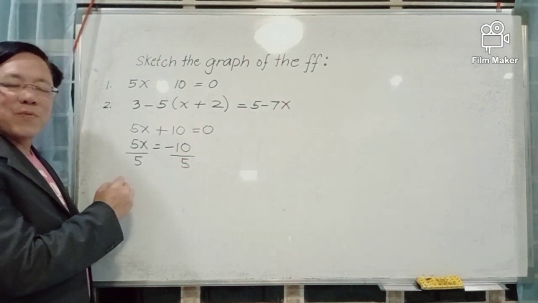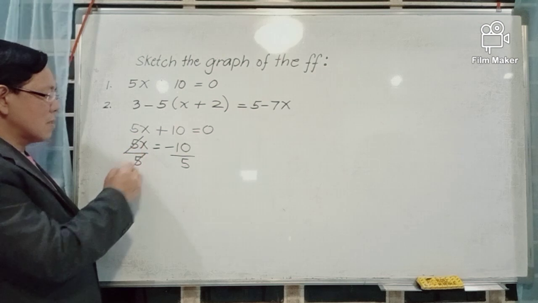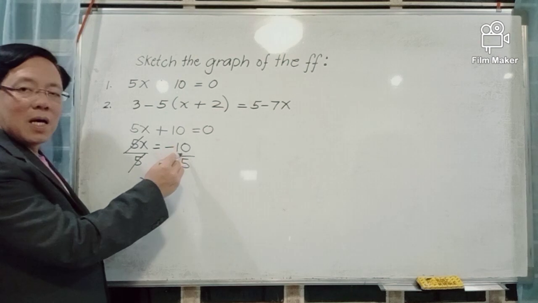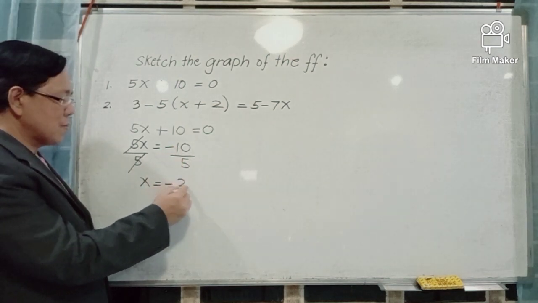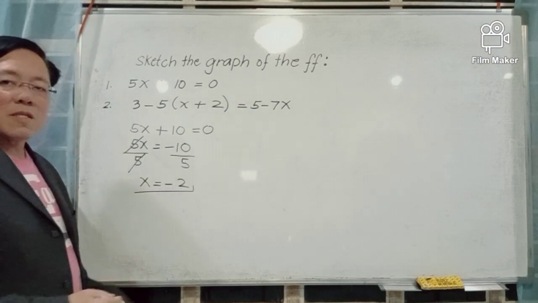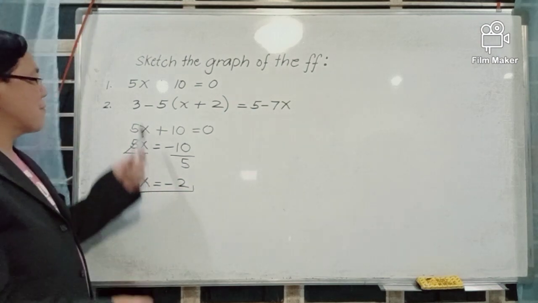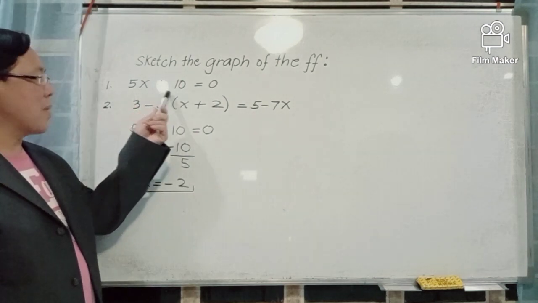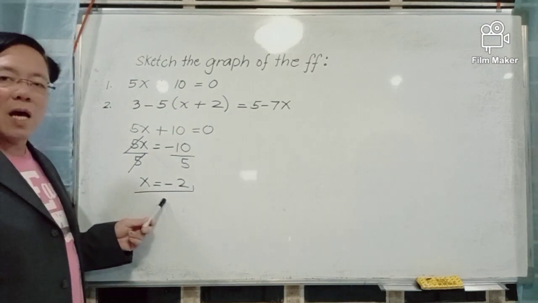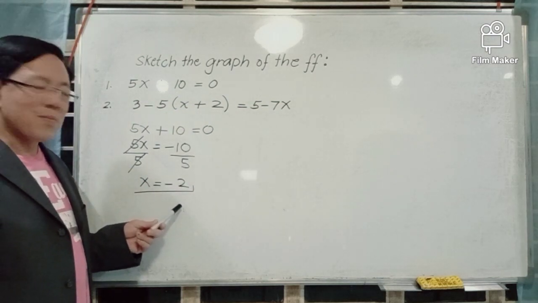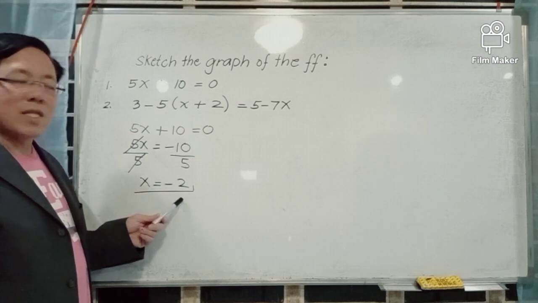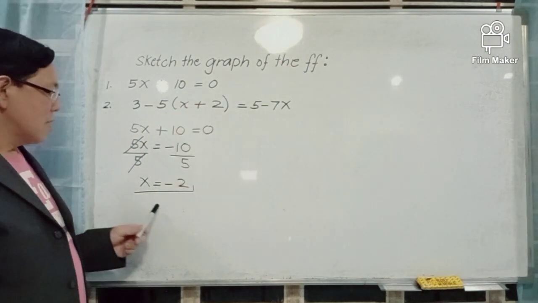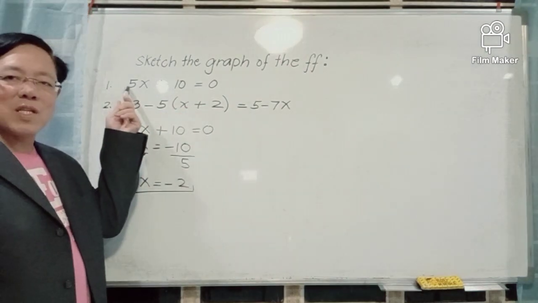And 5 will cancel out from the left side of the equation. And we get x equals negative, and 10 divided by 5 is 2. X equals negative 2 is the solution of this linear equation in variable x, 5x plus 10 equals 0. Its solution is x equals negative 2, which means that if you substitute negative 2 for x in this equation, the sum will be 0. Now we sketch the graph of this linear equation in one variable x.